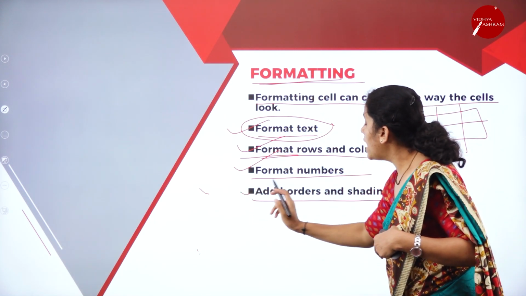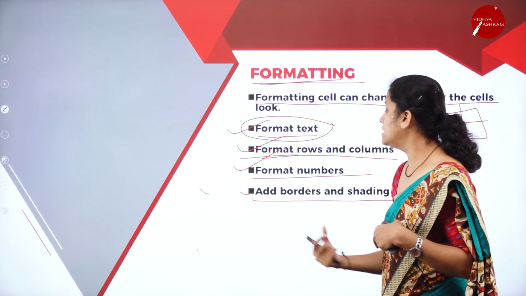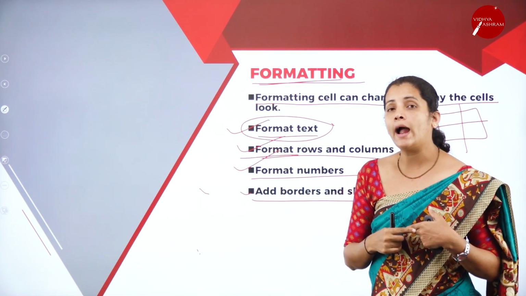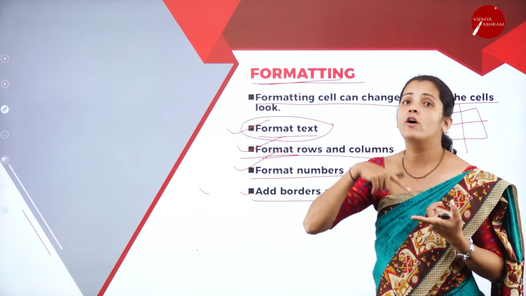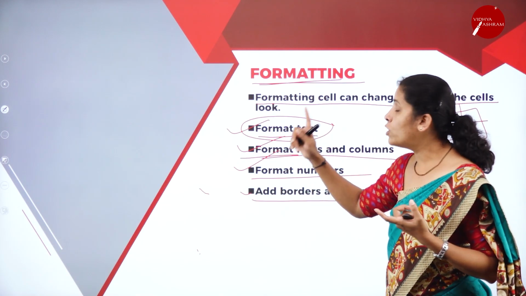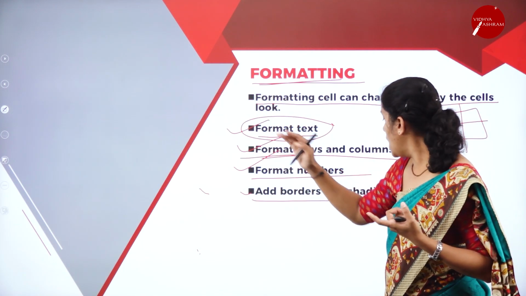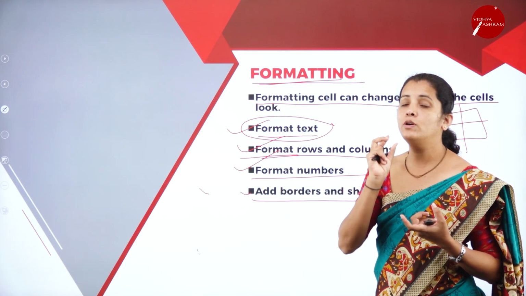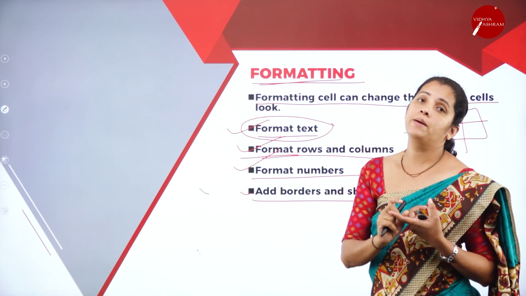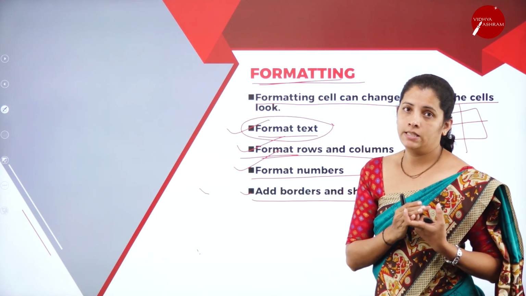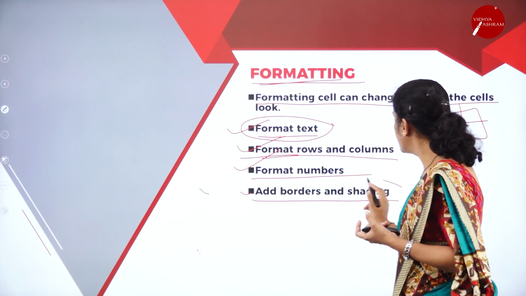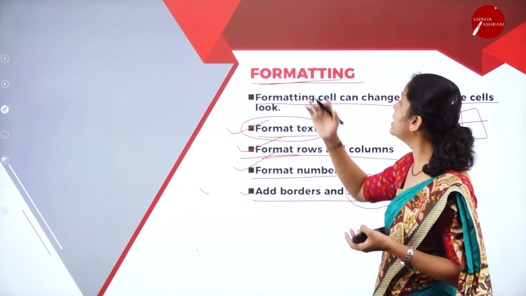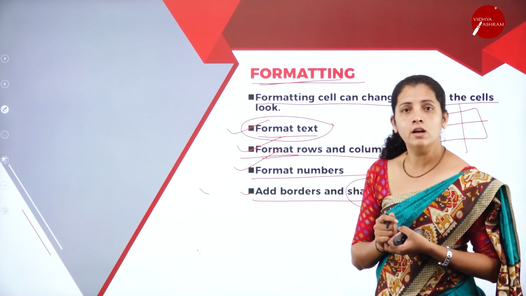So I'm going to have another option, that is add borders and shading. That means I can add borders to my cell, or add borders to the table. Along with that, I can highlight the borders. That means I can highlight the column name or row name, etc. So I'm going to have the option called shading. That means I can color it. So this is the way you can format your text.